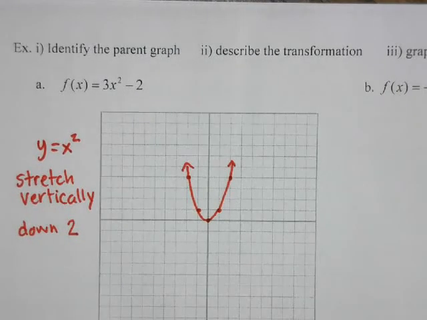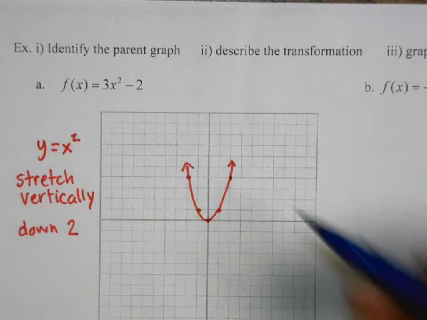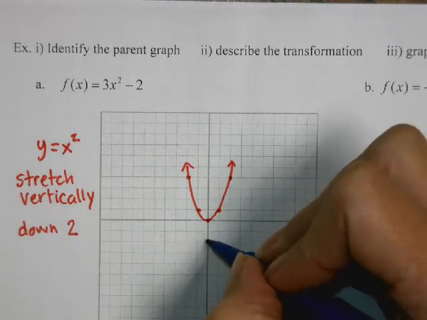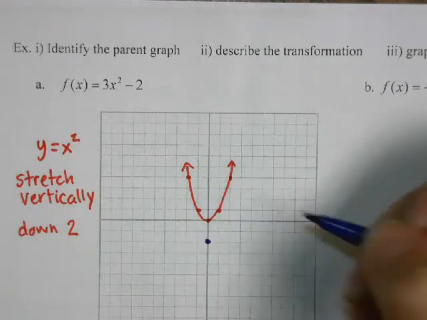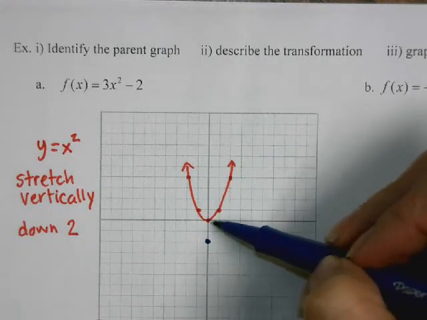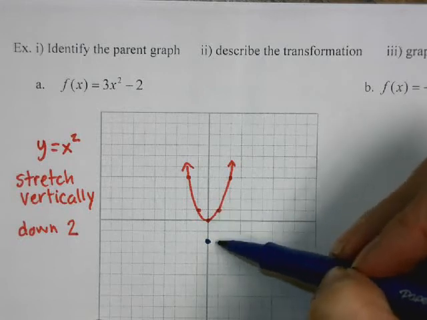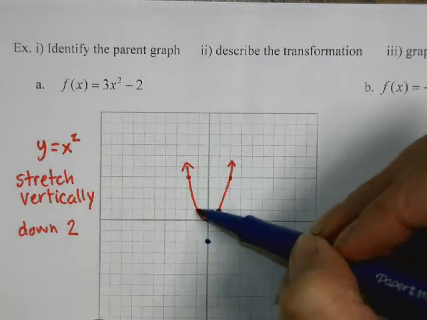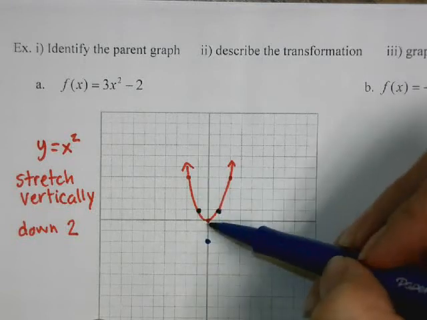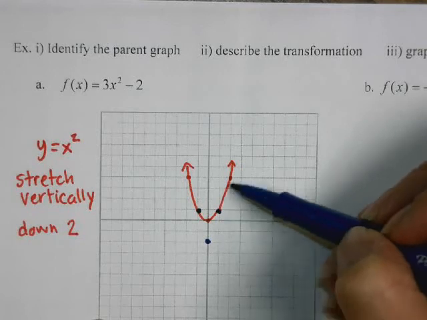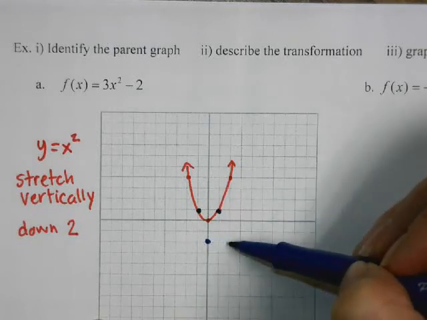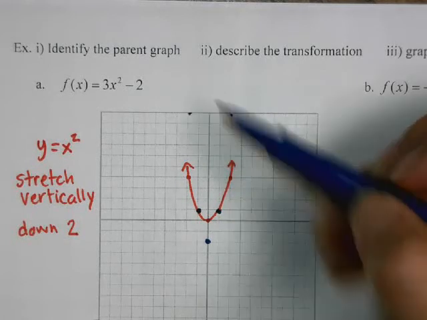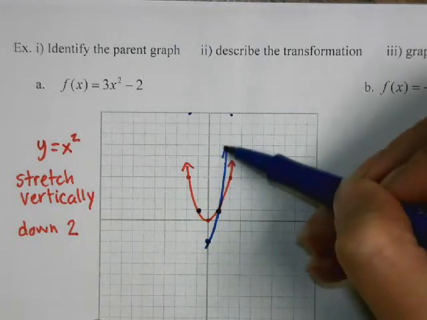The whole graph is going to be moved down 2. So it's going to be started down here. But the next one, rather than going over 1 and up 1, it's going to go over 1 and up 3. Same this direction. And then rather than going over 2 and up 4, it's going to go over 2 and up 12, which puts it all the way up at the top of the graph here. So this one just ends up appearing much skinnier than the other one.